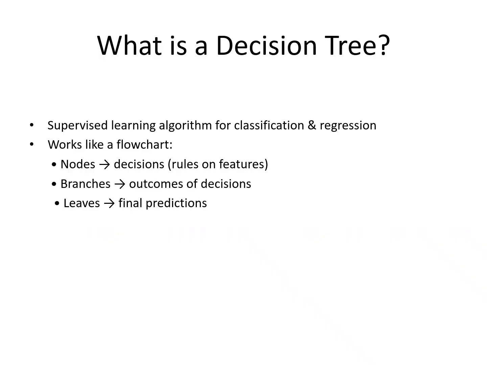So let's think about it. A decision tree is another type of supervised learning technique which can be used both for classification and regression problems. It works like a flow chart where we have nodes. Those nodes are like decisions, which are rules on the different features that we have in our data set. And then we also have branches, which are like the outcomes of those decisions. And then we have the leaves of those trees, which are what will make the final predictions.